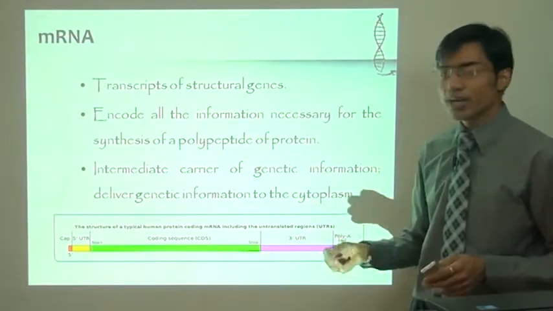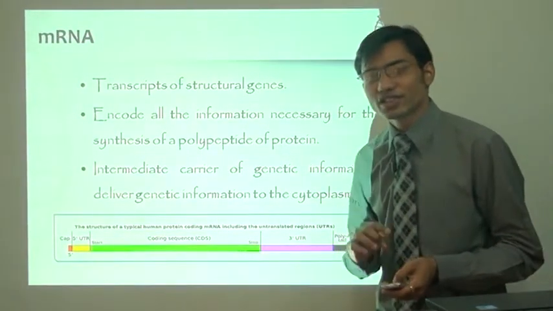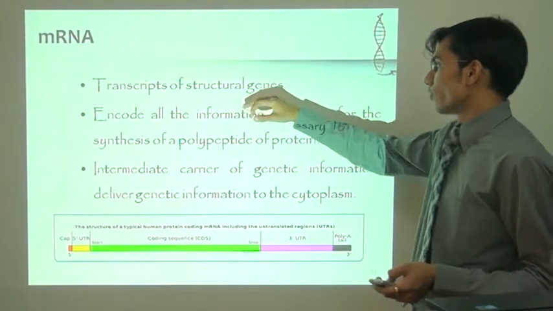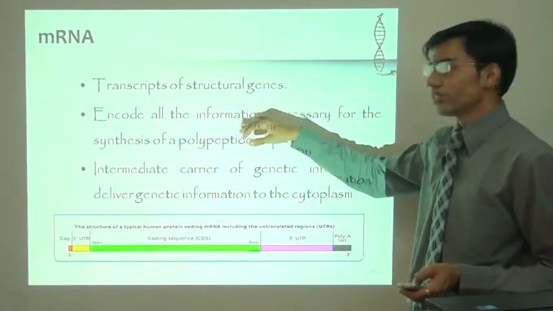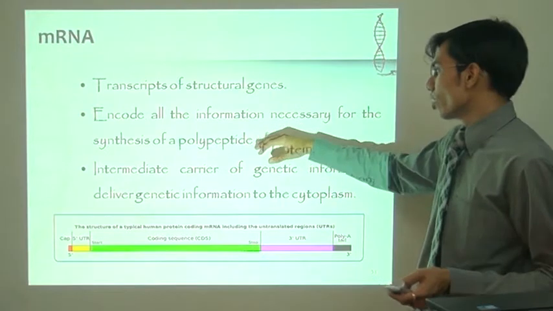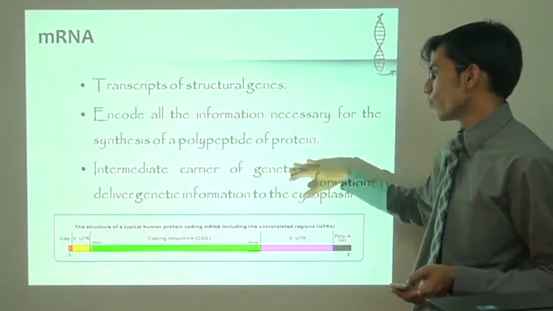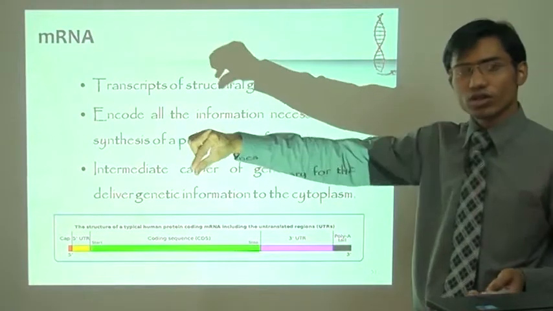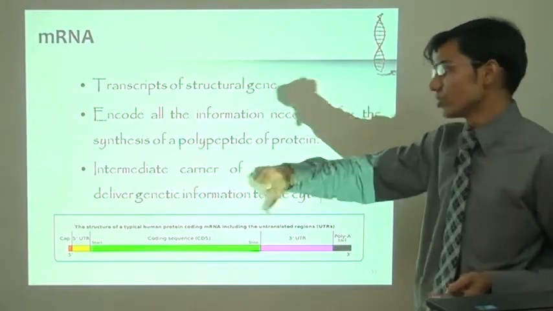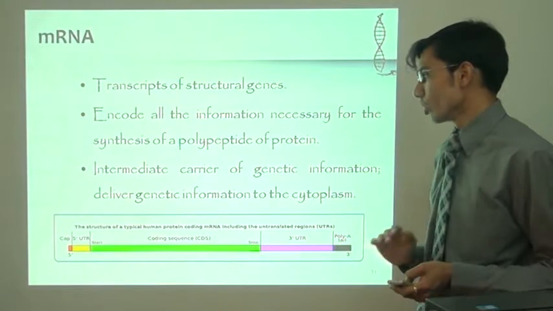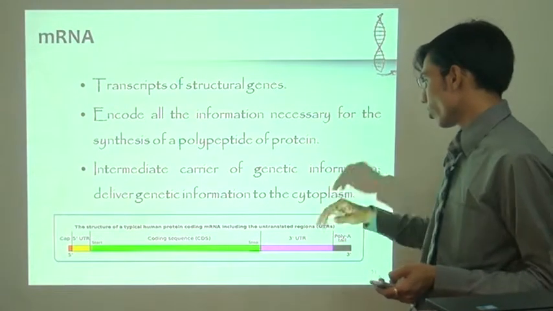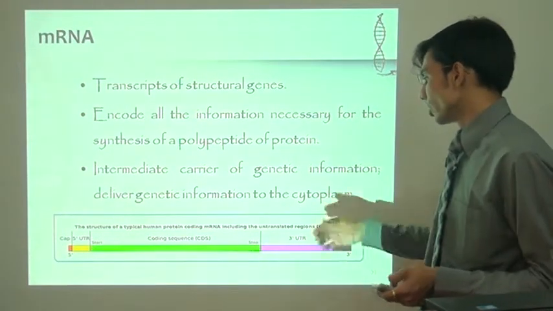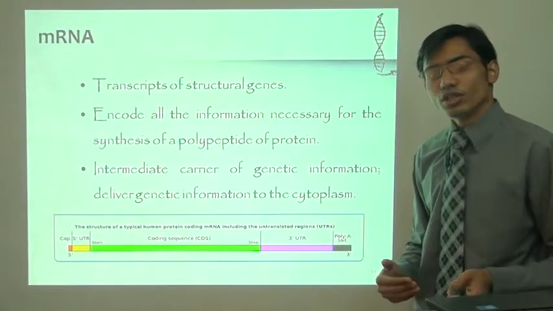First one, mRNA, messenger RNA, which helps in transcription, transcripts of structural genes, right? They are transcripts, and code all the information necessary for the synthesis of polypeptide or protein, right? They have an entire chain of nucleosides which codes for a specific protein. Intermediate carrier of genetic information, deliver genetic information to the cytoplasm.